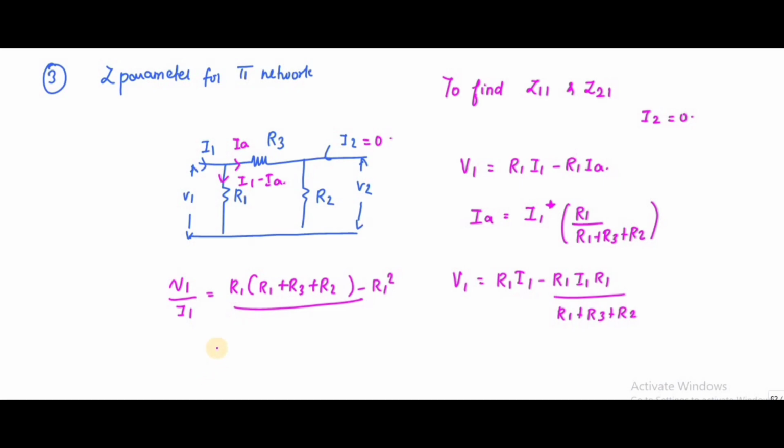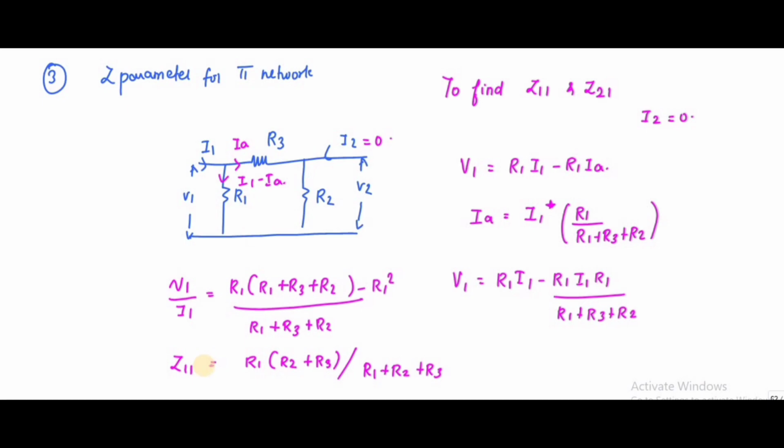So V1 by I1 is equal to R1 into R1 plus R3 plus R2 minus R1 square, divided by R1 plus R3 plus R2. So here R1 square minus R1 square gets cancelled out. So I can write R1 into R3 plus R2 divided by R1 plus R2 plus R3. This is the value of Z11.